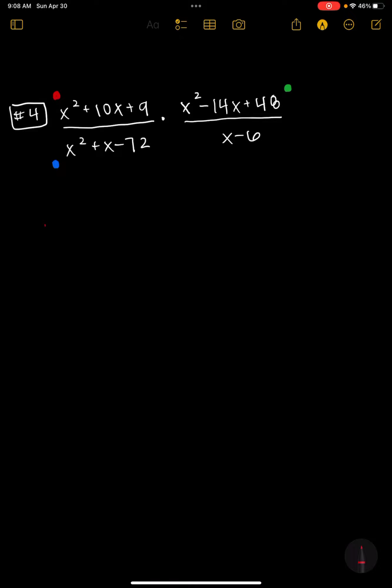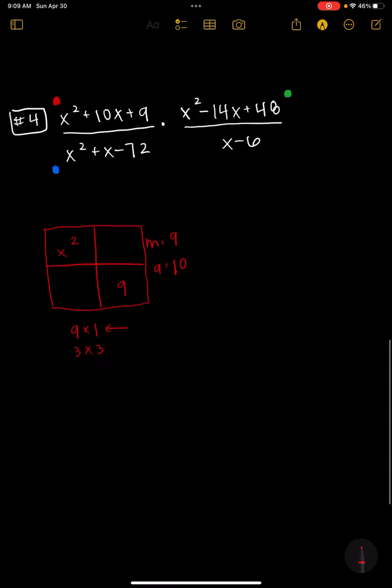So for the red one, we have x squared plus 10x plus 9. So we have an x squared and then a 9. We want to multiply to be 9 and add to be 10. So we know that it's 9 times 1 or 3 times 3. The only thing that will add to be 10 is the 9 and 1, because 9 times 1 is 9 and 9 plus 1 is 10. So I'm going to put a 9x up here, 1x down here. What do the bottom 2 boxes have in common?